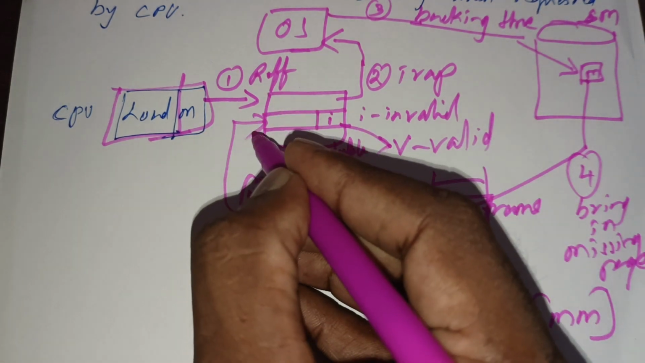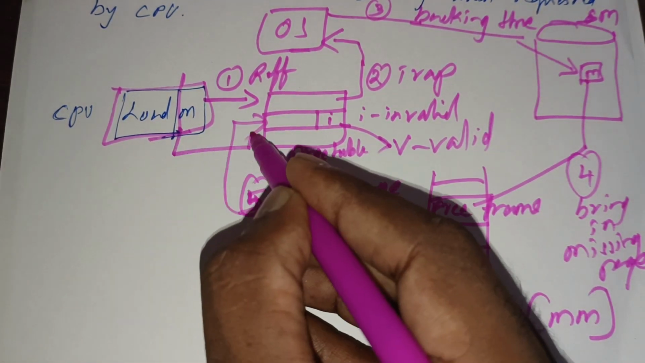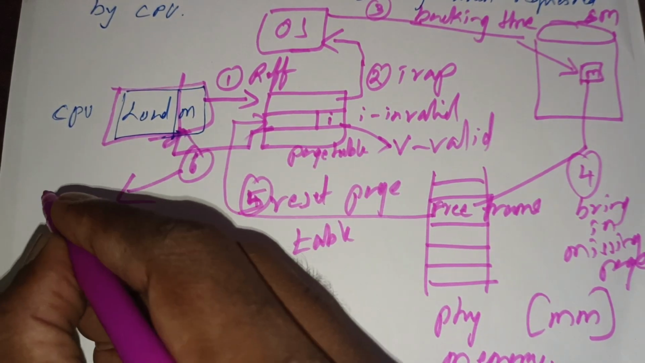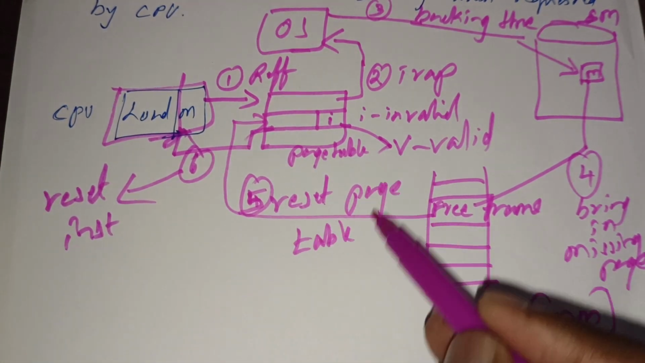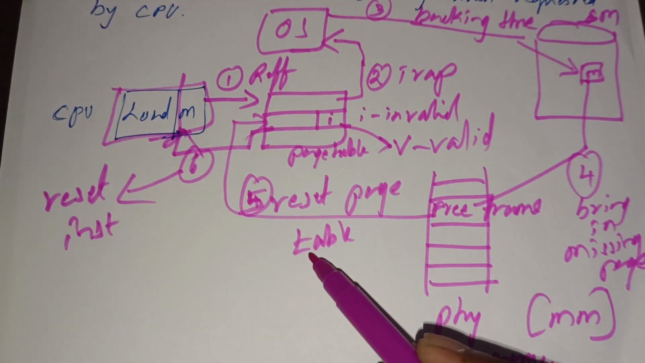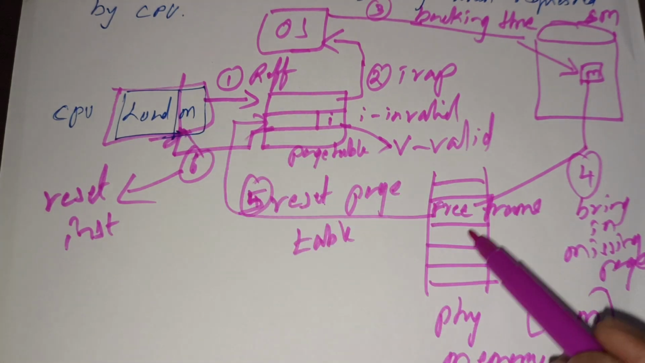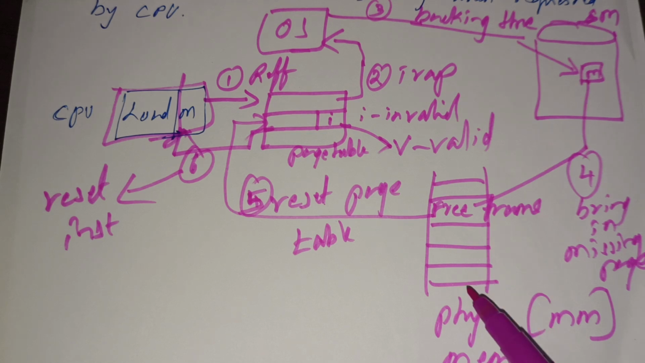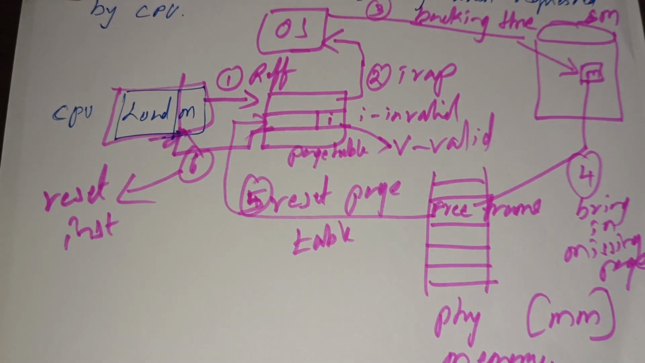So the last thing is, the reset instruction will be communicated to the CPU, right? This is number 6. What is that? Reset instruction. What instruction has been reset here? The page has been reset with valid. Valid means the requested page has been brought into the page reference, and it is available in the physical memory, that is main memory, and the CPU can process it.